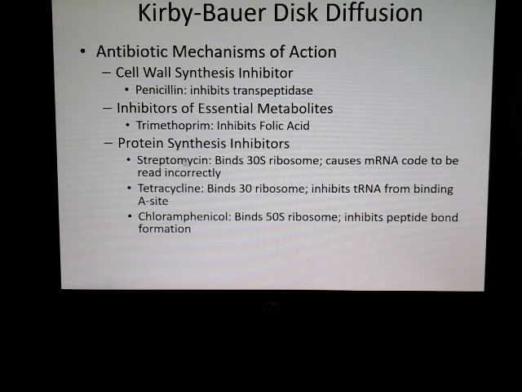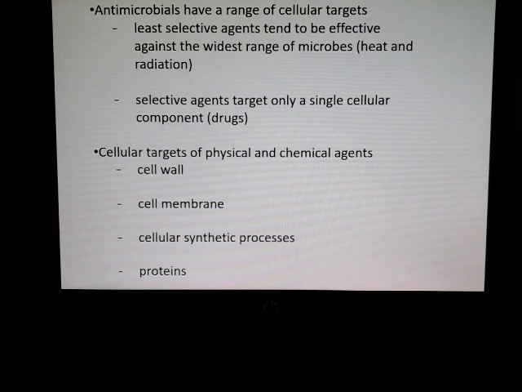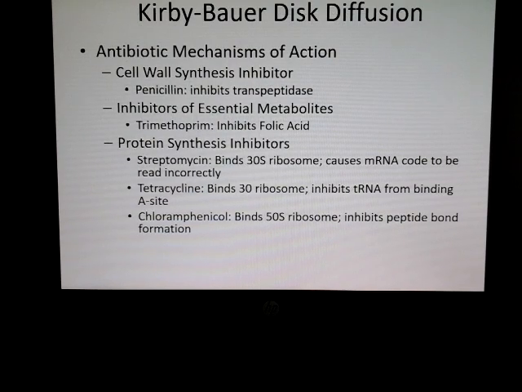Those three are streptomycin. Streptomycin binds the 30S ribosome, which causes messenger RNA code to be read incorrectly. Tetracycline will bind the 30S ribosome as well, but it inhibits transfer RNA from binding to the A site of the ribosome. And lastly, chloramphenicol. That binds the 50S ribosome and inhibits peptide bond formation. Please know all of these for your exam and for your quiz.